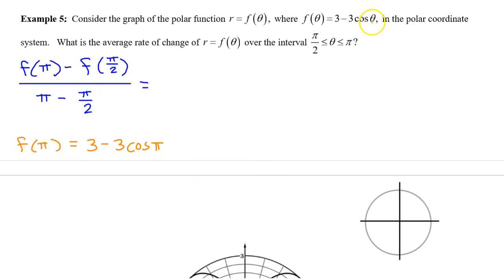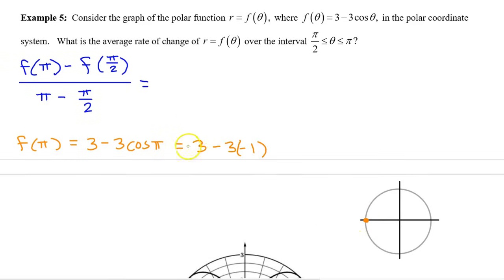Substituting pi for theta, f at pi is equal to 3 minus 3 cosine pi. Pi is right here, and cosine is the x value on the unit circle. The x value right here is negative 1. We have 3 minus 3 times negative 1. Negative 3 times negative 1 is positive 3. So this is 3 plus 3, which equals 6. So f at pi is equal to 6.